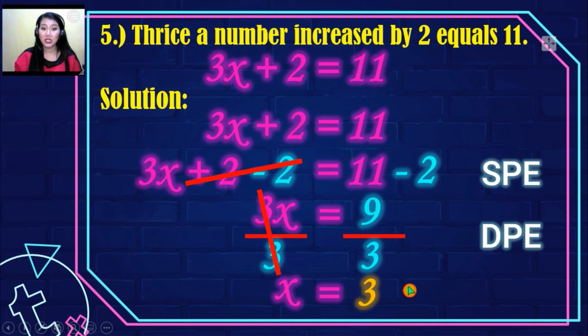Okay? So, check natin kung tama talaga sagot natin ha. Kung ang x mo daw ay 3, check natin, 3. I-times natin sa 3. Ang sagot ay 9. Dagdagan mo ng 2. 9, 10, 11. Therefore, our answer is correct.